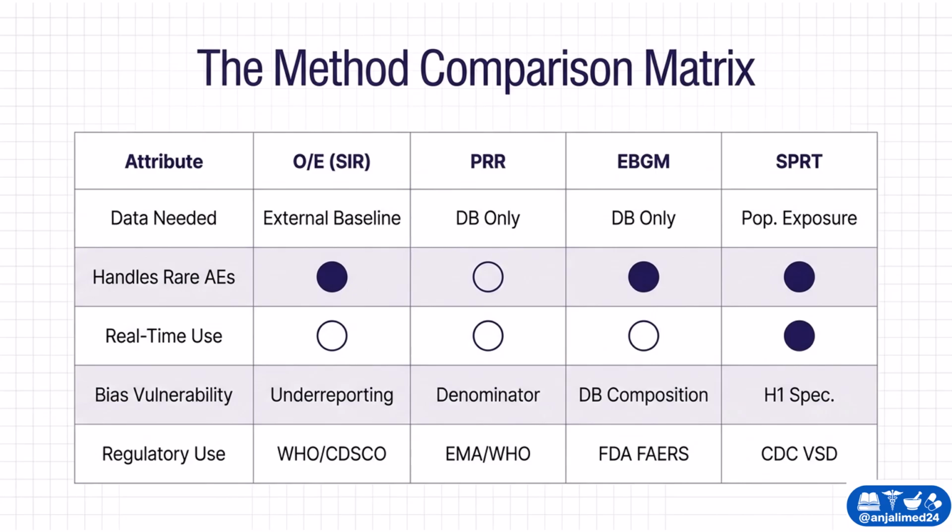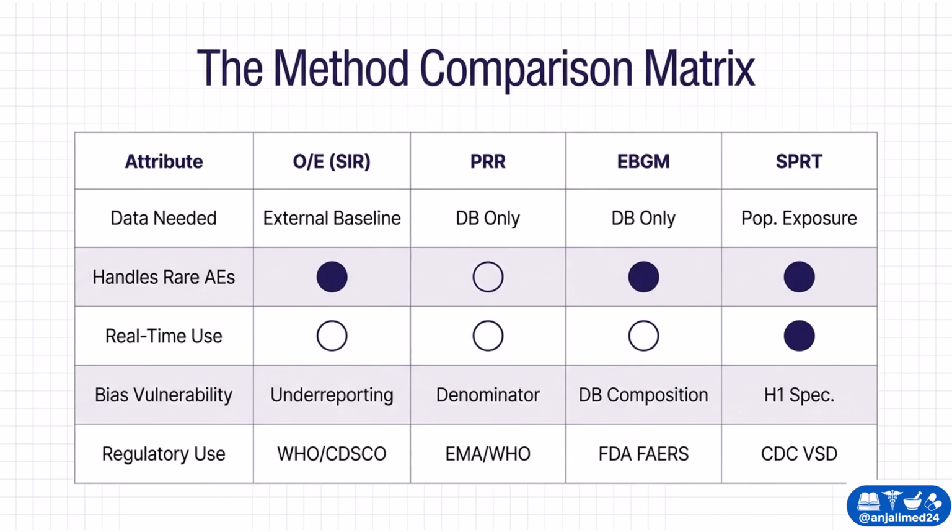Finally, the last row highlights real world regulatory usage. O over E approaches are commonly used by organizations such as WHO and CDSCO. PRR is widely used by agencies like the European Medicines Agency and WHO for disproportionality signal screening. EBGM forms a major component of the FDA FAERS pharmacovigilance system because of its Bayesian robustness, and SPRT is heavily used within the CDC Vaccine Safety Datalink for near real time surveillance monitoring.